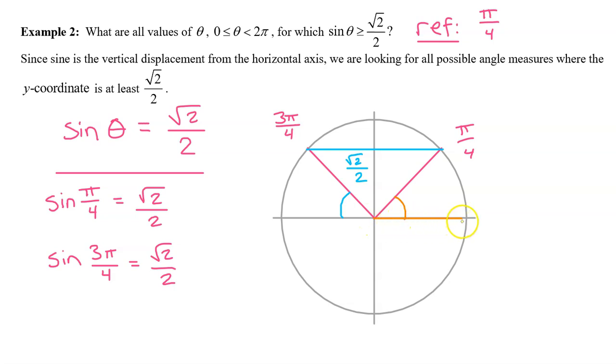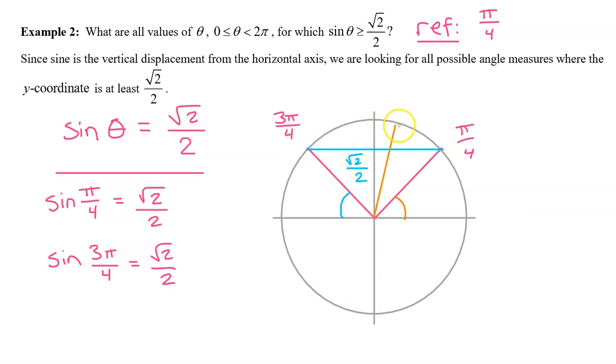We are looking for the intervals where the y value, and thus the sine function, is greater than or equal to radical 2 over 2. Right here, the y value is radical 2 over 2. As we continue to rotate around the unit circle, you can see that the y value is now greater than radical 2 over 2. The y value will continue to be greater than radical 2 over 2 as I rotate through this interval until I get to this position, where the vertical displacement is back to exactly radical 2 over 2. If I go any further than that, the y value falls below radical 2 over 2.